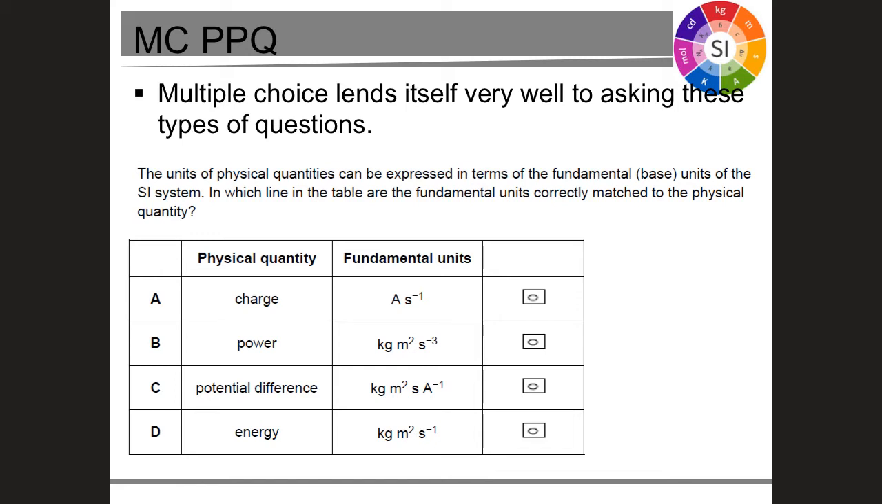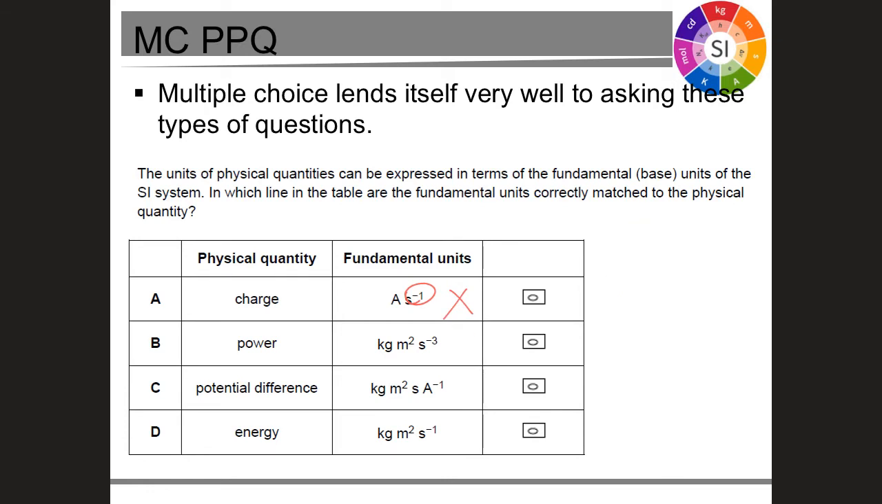Alright, so the question says, the units of physical quantities can be expressed in terms of the fundamental base units of the SI system. In which line in the table are the fundamental units correctly matched to the physical quantity? So charge, which is Q in equations, we need to come up with an equation that's got charge in it. So current is charge per unit time, which means charge is current times time. Now, if we substitute our units in there, I is amperes and T is seconds. So an ampere times a second. So this one is not correct.